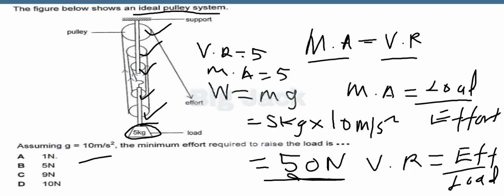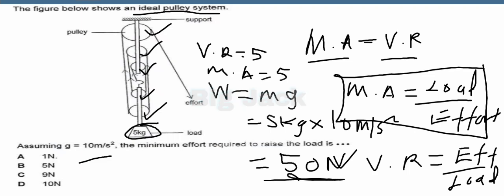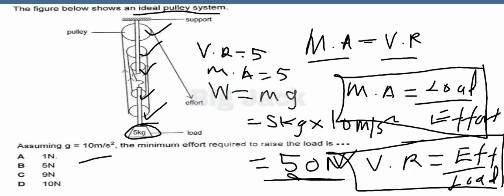Now, apart from counting the number of wheels, you can also count the number of loops at this point here. You're going to find that the answer is just going to be the same. Now, which formula are we going to use to calculate the minimum effort which was used to raise this load here, which is 50 newtons? Are we going to use mechanical advantage, or are we going to use velocity ratio? Feel free to pause the video and try to answer this one.